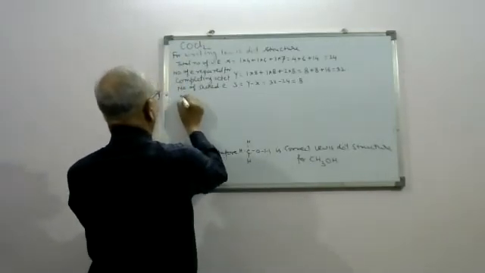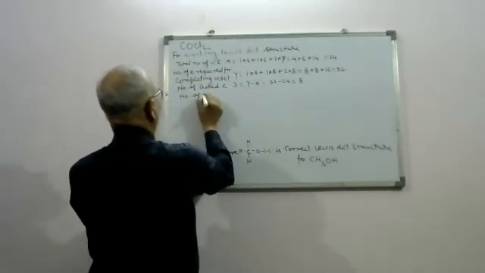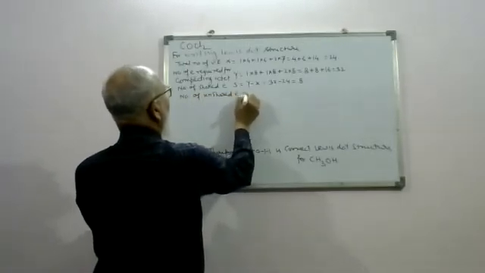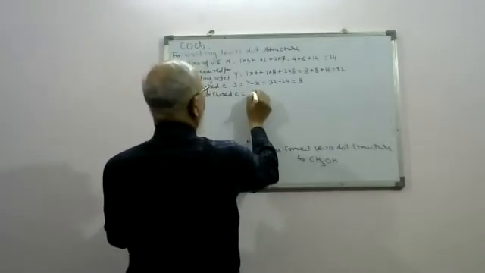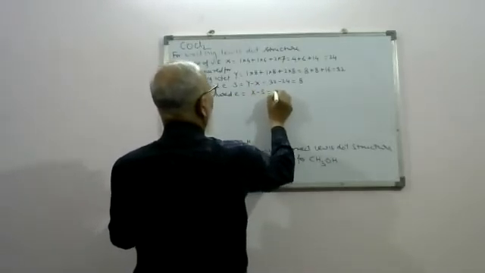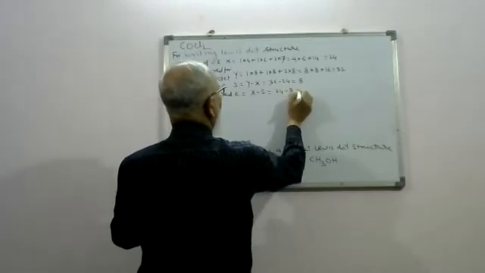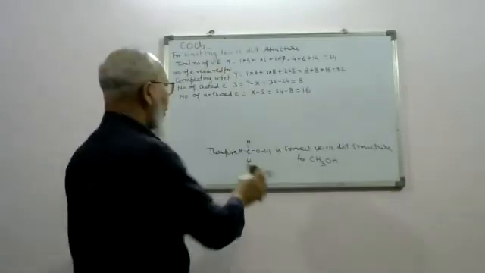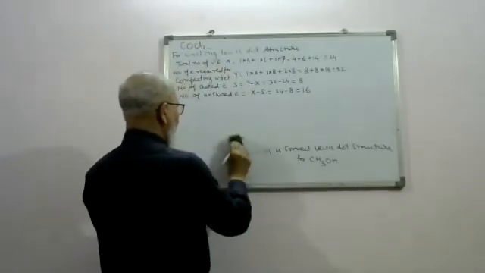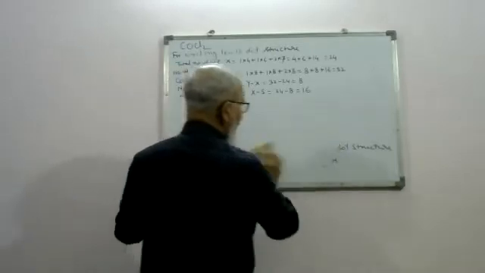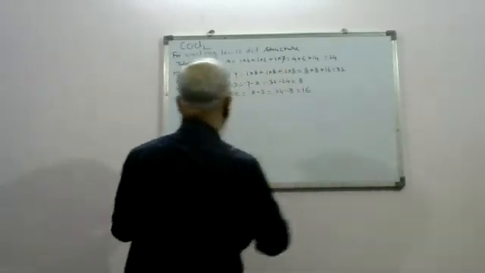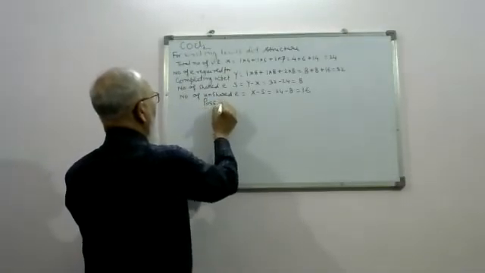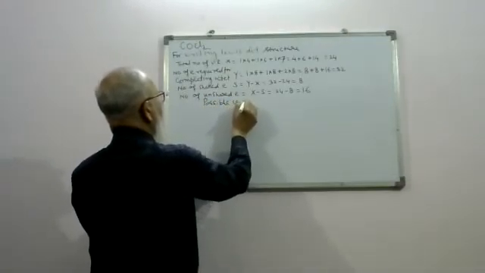Number of unshared electrons will be equal to X minus S. This is equal to 24 minus 8, which is equal to 16. Now on this basis, we shall draw the possible Lewis dot structures.